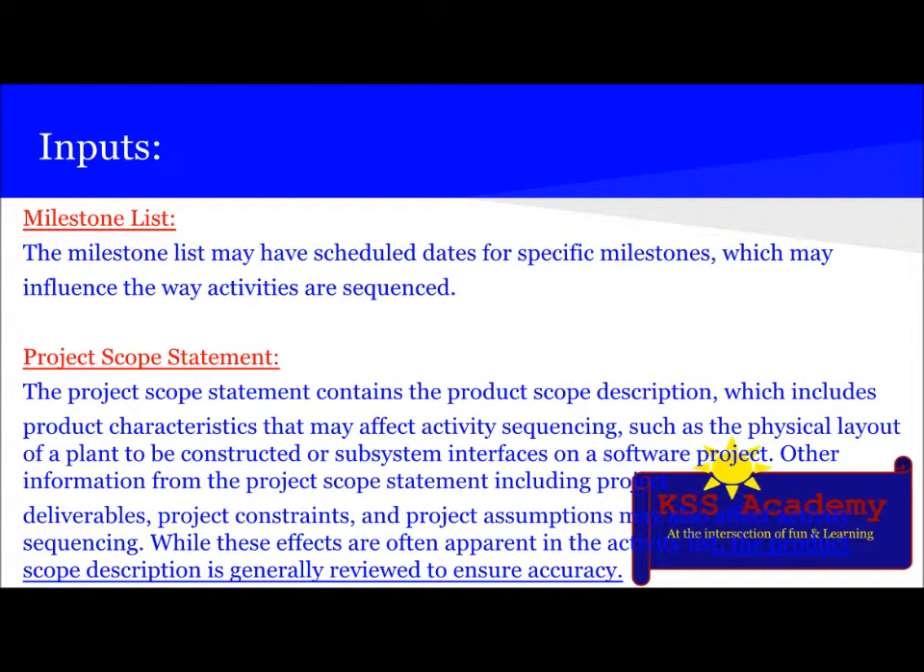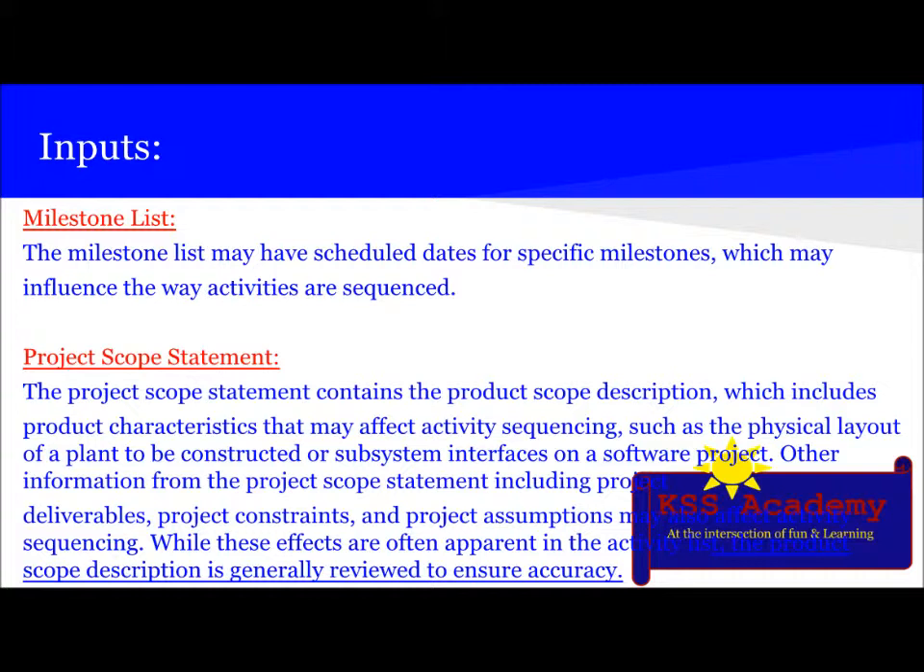So you can again go back to my channel and search for these things. I've also spoken about the activity list, activity attributes, and milestone list in my past tutorial. So if you want to learn in detail how we came up with these keywords, you can go back to my channel and learn about different processes like define activities, plan schedule management, before listening to this tutorial to understand more. So let's see in brief what is the project scope statement.